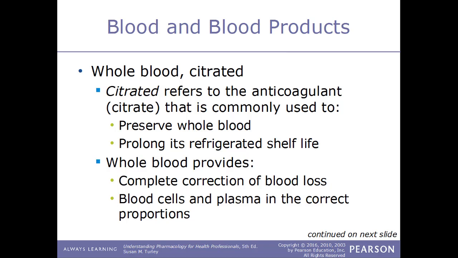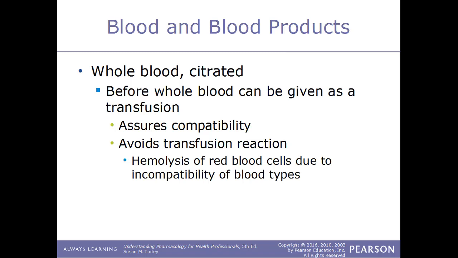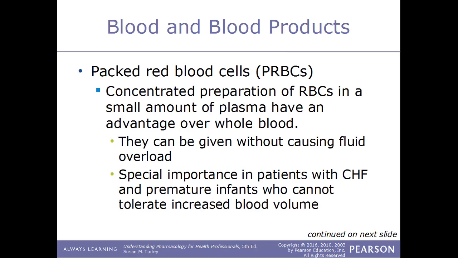Now, whole blood will provide a complete correction of blood loss and blood cells and plasma in the correct proportions. Now, before whole blood can be given as a transfusion, the patient and the unit of blood must be typed, the correct blood type, and also cross-matched to each other. Now, both of those assure compatibility, and this will avoid transfusion reaction. If someone is given the wrong blood type, you will end up having a hemolysis of red blood cells due to the incompatibility.